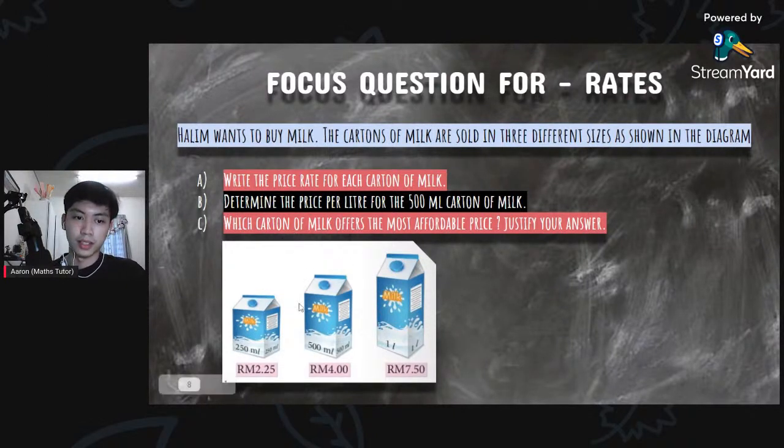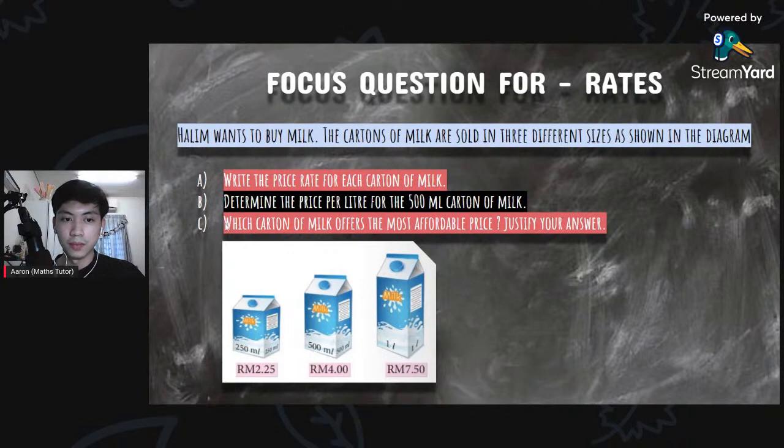And then for B, determine the price per liter for the 500 ml carton of milk. So for B, the question wants us to find the middle one, the 500 ml carton of milk. But as the question says, price per liter, and this one is per ml, so later we need to convert ml to liter.